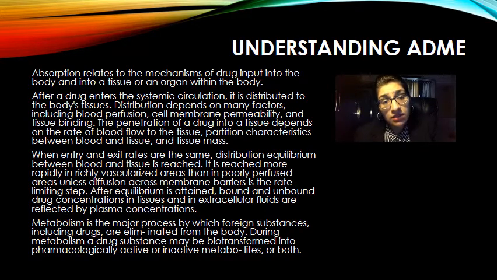When the rates of entry and exit of the drug become the same, the distribution equilibrium between blood and tissue is reached. It is reached more rapidly in a richly vascularized area because again it depends on the blood flow. It reaches more rapidly in richly vascularized areas than in poorly perfused areas until diffusion across membrane barriers is the rate limiting step. After the equilibrium is reached, bound and unbound drug concentration in these tissues and extracellular fluids are reflected by plasma concentrations.